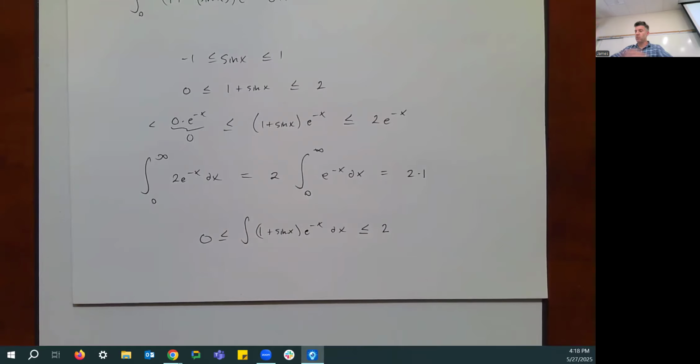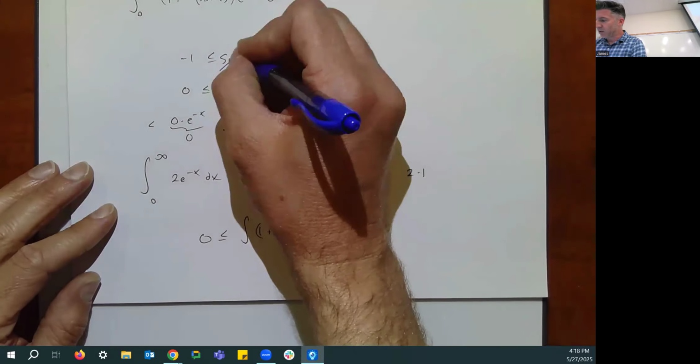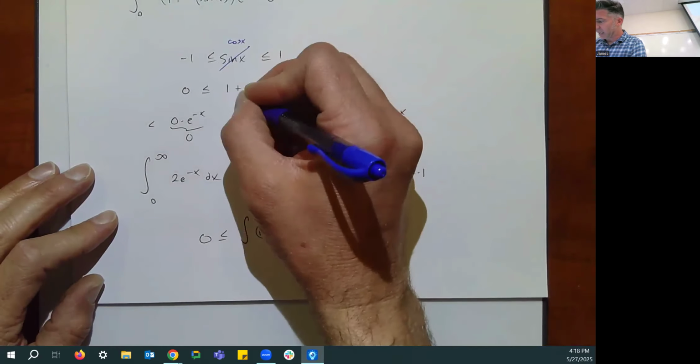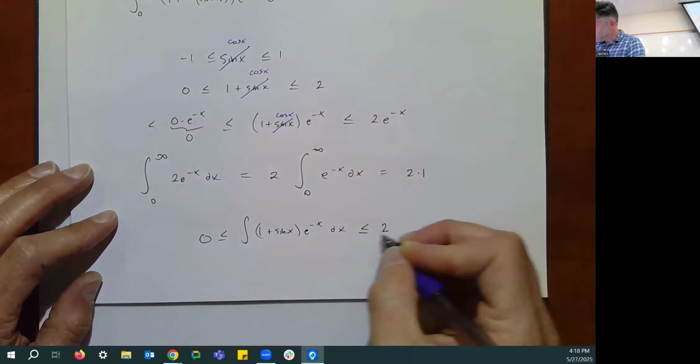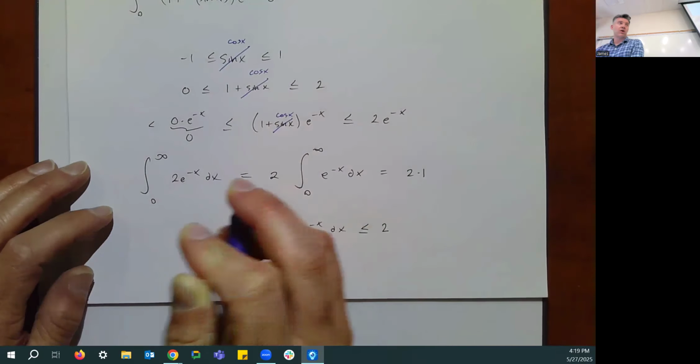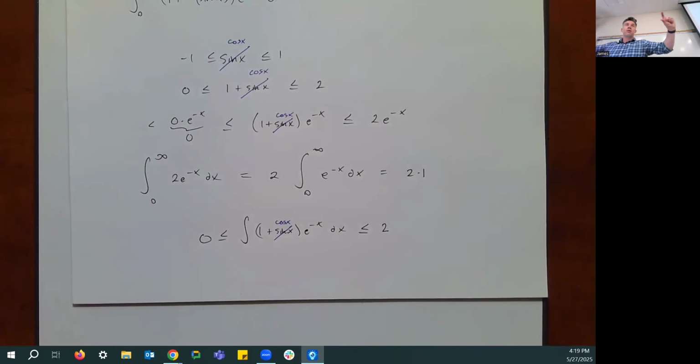Yep. You could write the same problem and replace sine with cosine, and it will play out the exact same way, because cosine also has the same bounds, being between negative 1 and 1. So typically with sine or cosine, you can always say that, and that kind of squeeze theorem type argument or comparison type argument usually works.